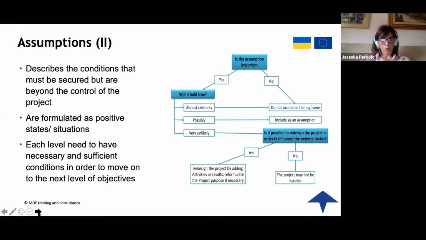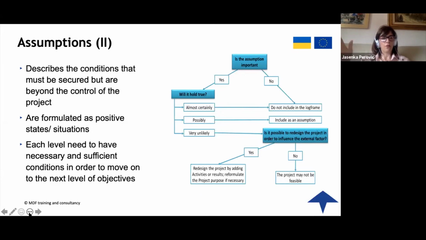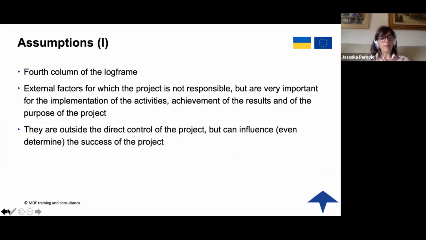As you can recall, most probably, the last column of the logical framework, so the first column was the intervention logic, and the last one are the assumptions. Okay, what are the assumptions? They are external factors for which the project is not responsible, but which are very important for the implementation of the activities, achievement of the results, and the project purpose. They are outside of the direct control of the project, but can influence the success of the project.